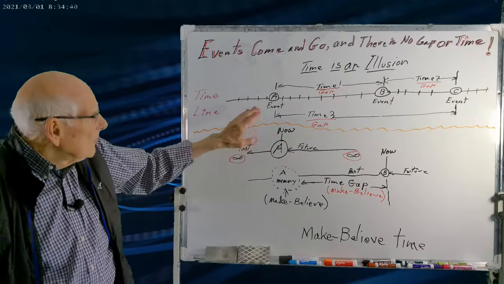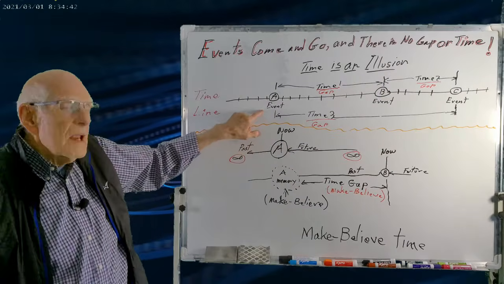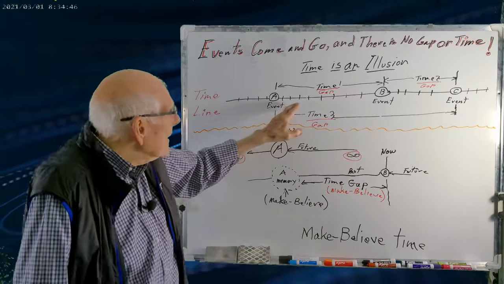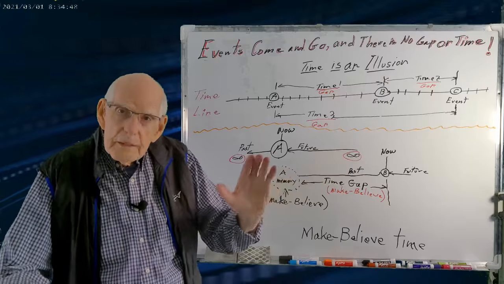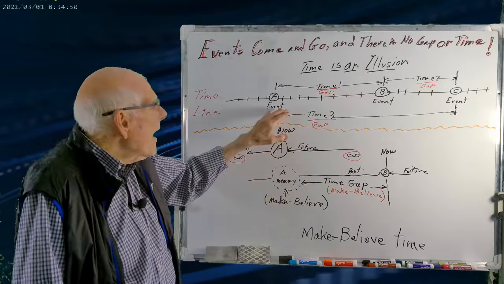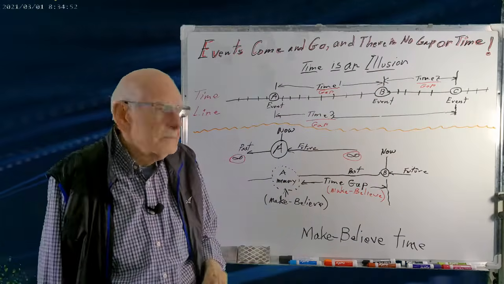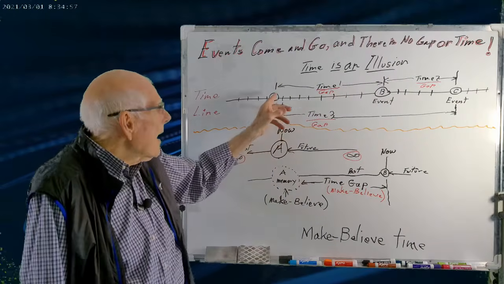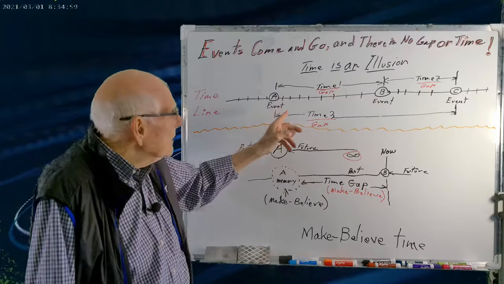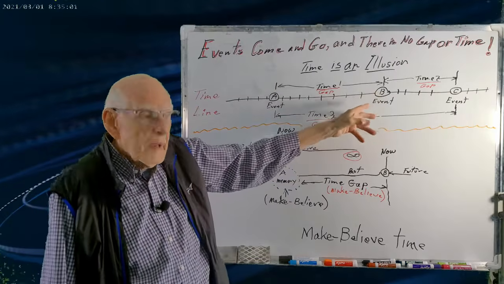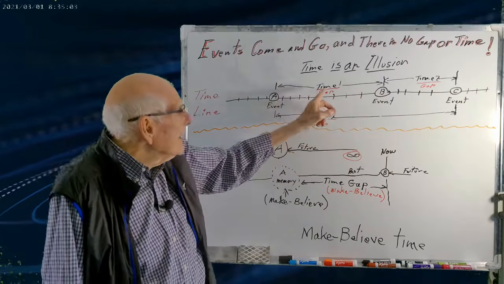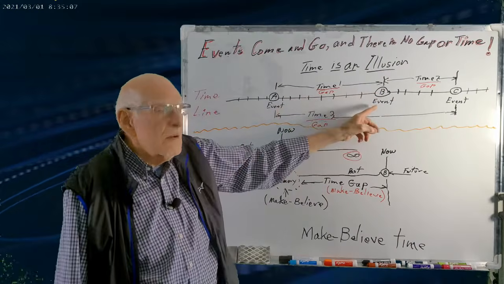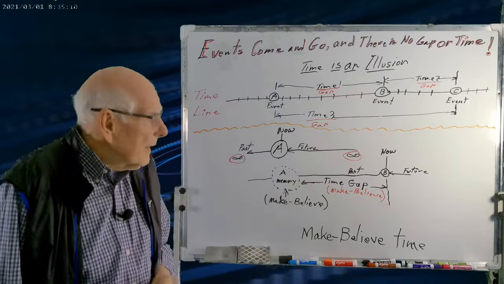Okay? So when event A happens, there is a gap of time between A and event B. And that gap, you take this one time from the Big Bang, and you take this one time from the Big Bang, and you come up with a time gap between these events. And that's how we got time.